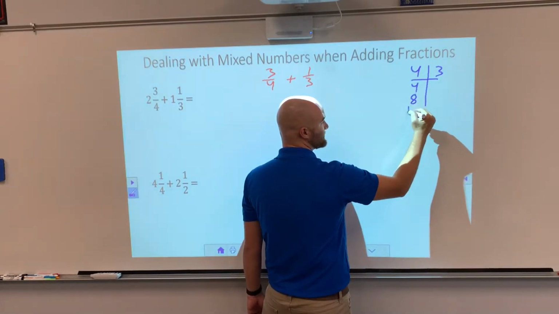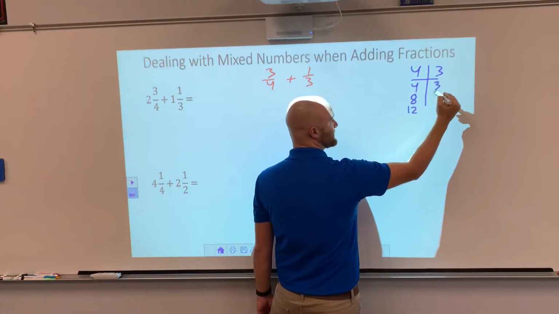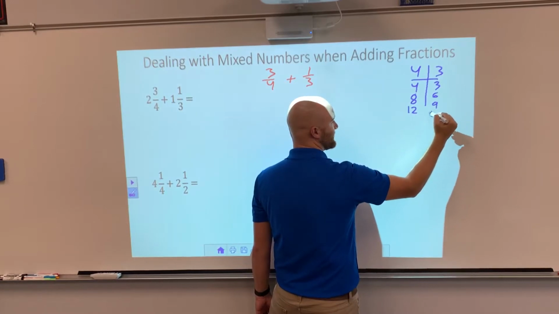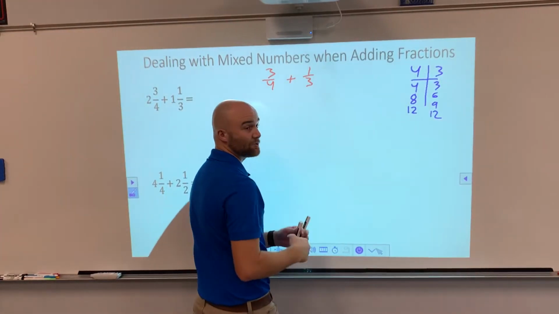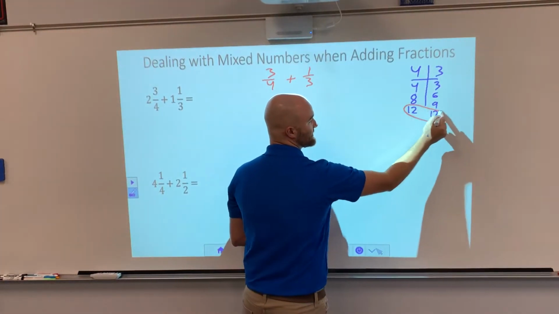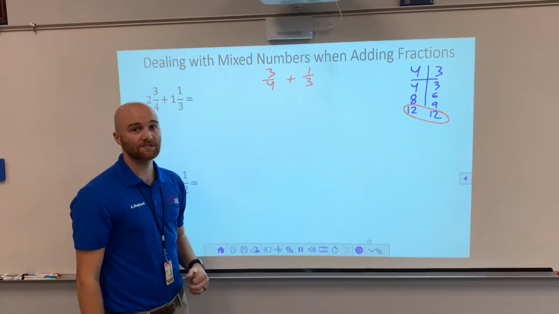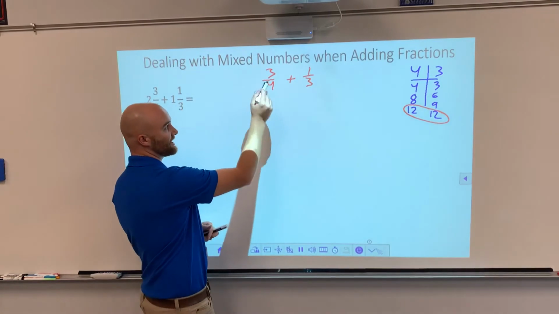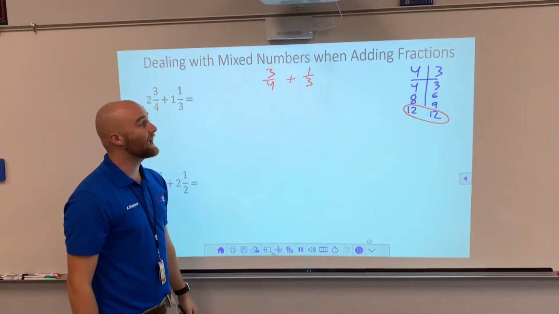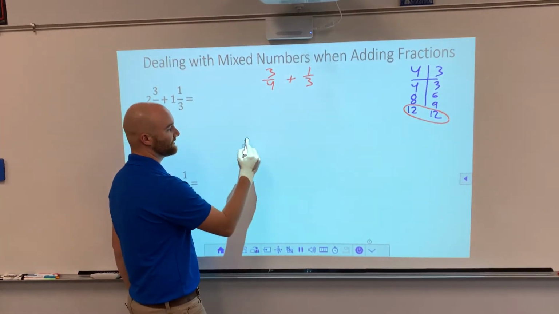4, 8, 12. 3, 6, 9, 12. I see 12 on both sides. Since I see 12 on both sides, I should change both of these into 12ths. But I can't just scratch in and write 12. I have to change them using equivalent fractions.